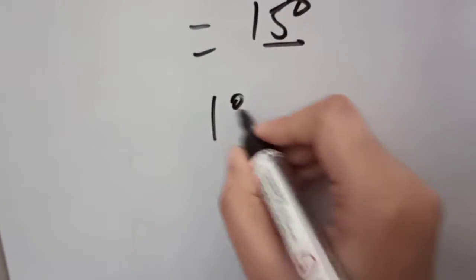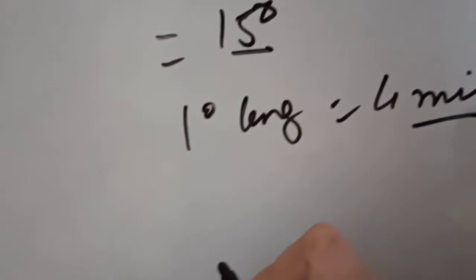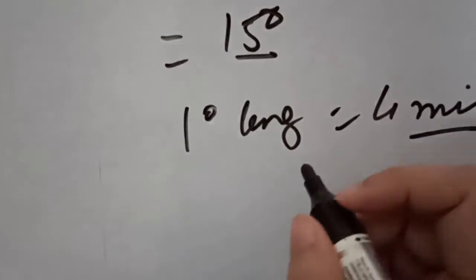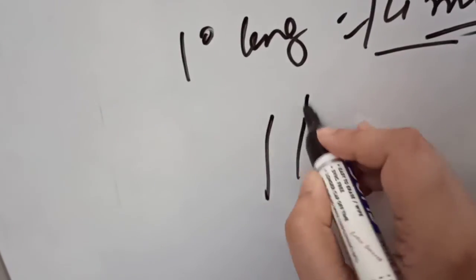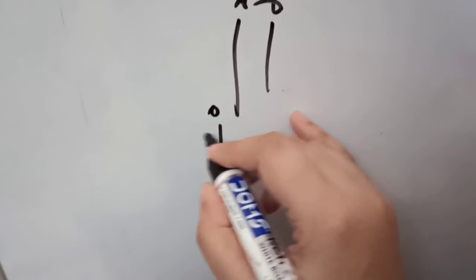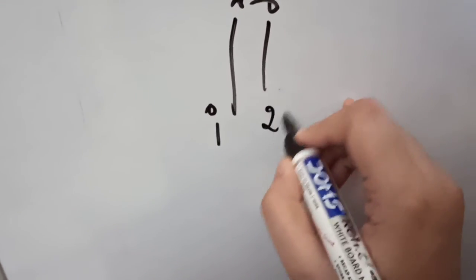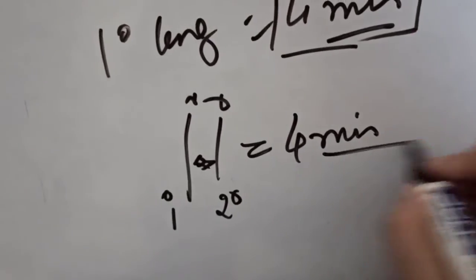So the time difference for 1 degree longitude is 4 minutes. The difference between two places on the earth's surface that are 1 degree longitude apart, for example this is 1 degree and this is 2 degree, is actually 4 minutes.